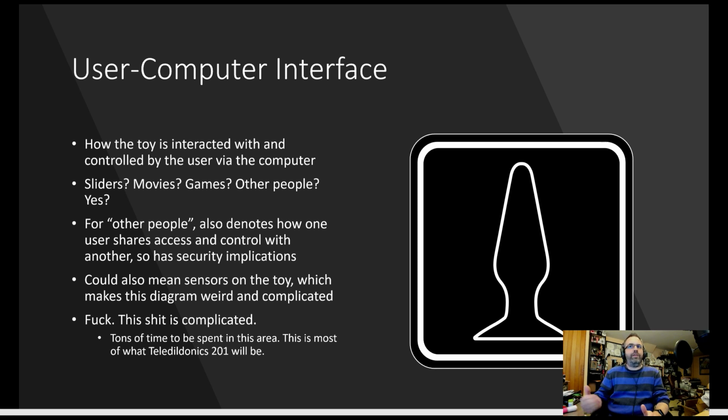So for user-computer interface, this is where I spend a lot of my time trying to think about, okay, well, someone already made this hardware. I don't really have a lot of control over that because I don't want to go spend the money to make my own, and I don't really feel like I have a good place to understand what a whole bunch of users want. So I would rather they go buy their toy, and then I'll help them build the interface to that toy via their computer, because it could be that the manufacturer of that toy doesn't really provide what they want, something like that. So I see that as a lot of what the Teledildonics 201 series here is going to cover.